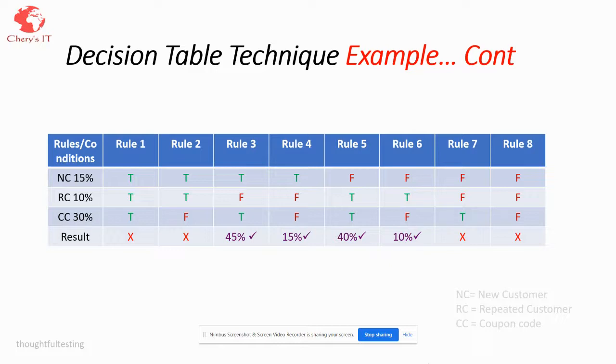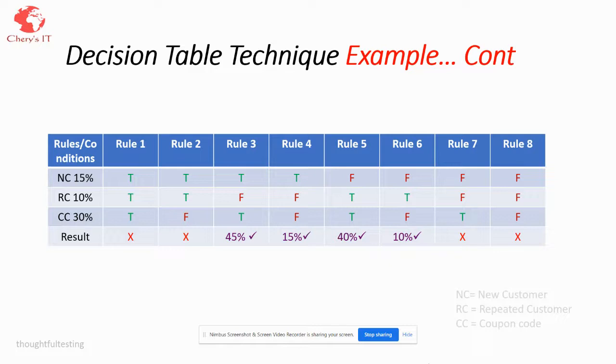Moving on to rule 5. He is not a new customer. He's an old customer. He's already having 10% discount. He is also having a coupon code of 30%. So altogether he'll be getting 40% of discount. It's a valid test case. Forget about the percentages I'm mentioning. I'm just trying to show it's a valid test case.